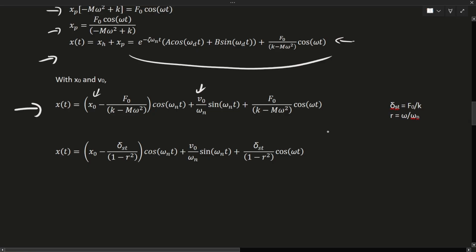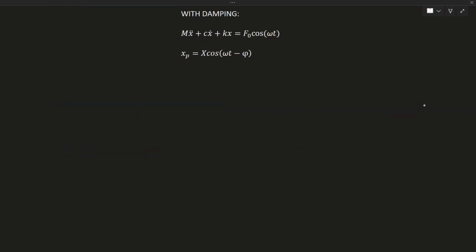Also, some of my solutions use this form over here. What they basically did is they took delta, which is equal to the force divided by k, and the ratio of the frequency of the force divided by the natural frequency of the system. I guess it's just a cleaner way of writing. I didn't really use this, but this is basically what it means. It's just a fancier way of writing this. All right, so that's if you have no damping.